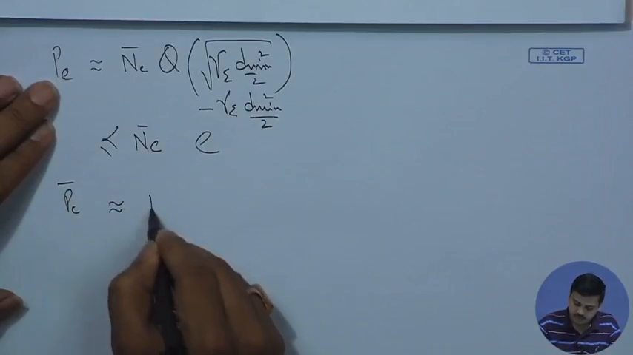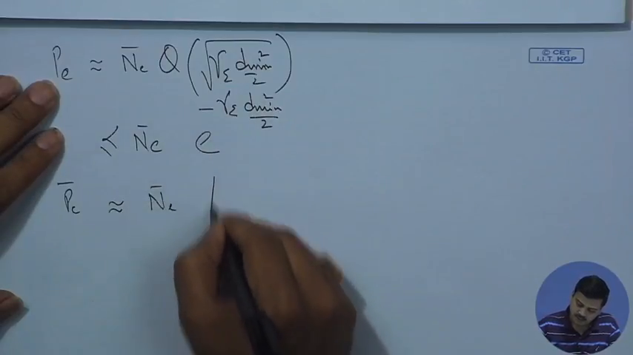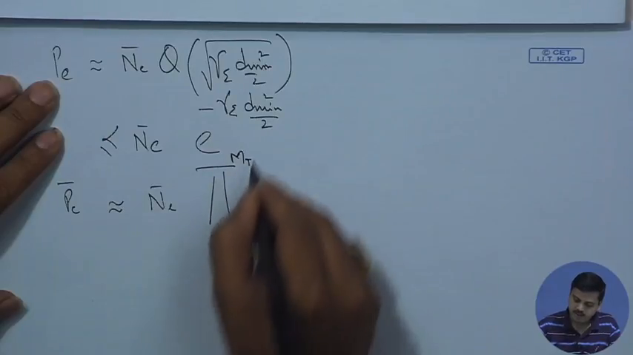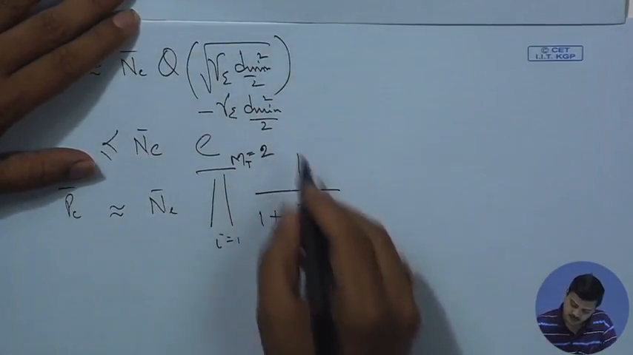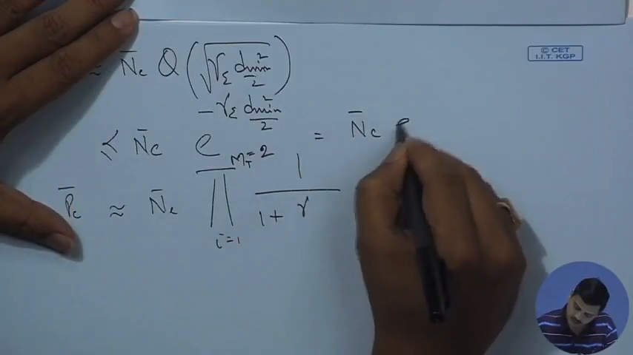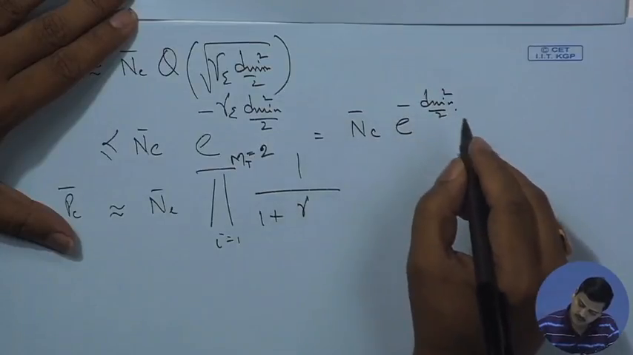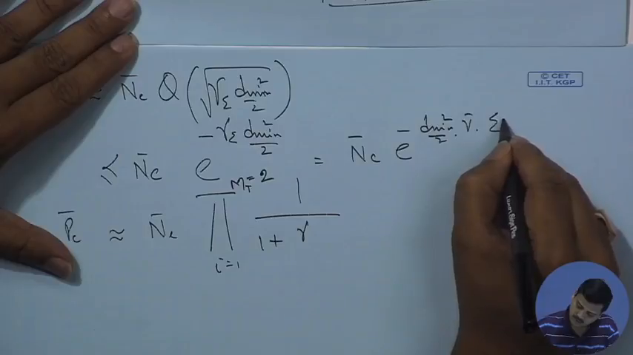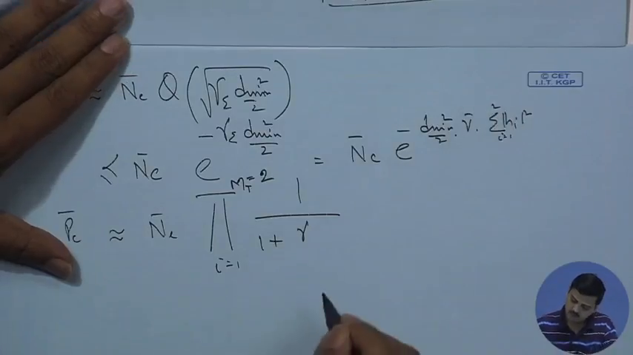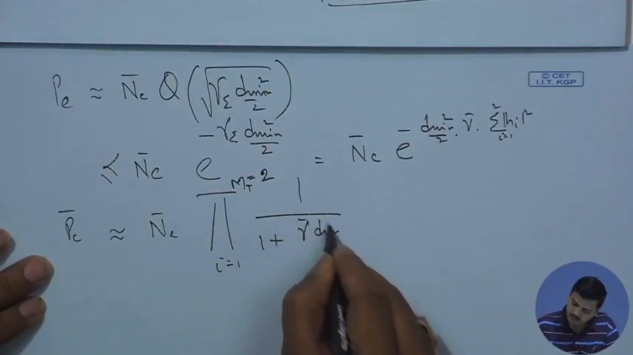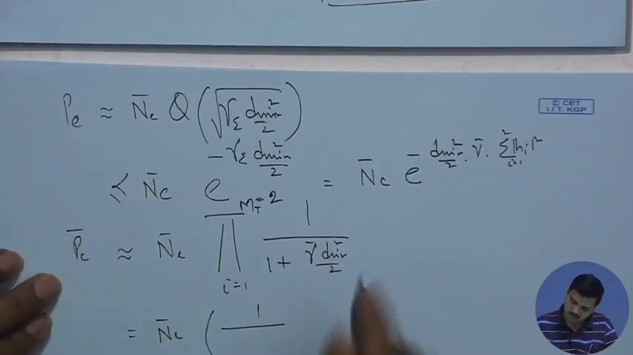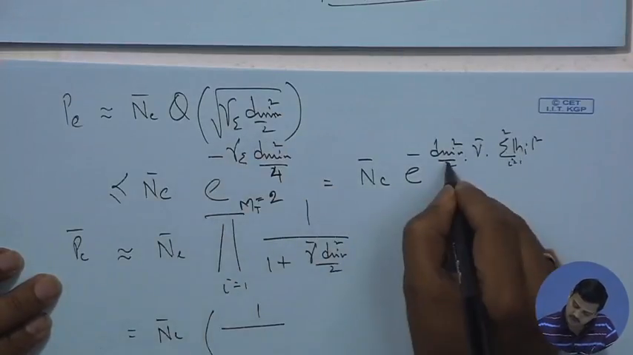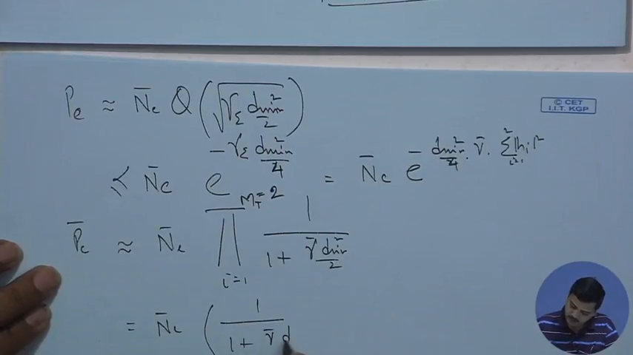So PE bar you would approximate it to be NE bar, and this one is clear, it is the product of i equals 1 to MT. MT is equal to 2 in this case, 1 by 1 plus this particular expression. We need to expand this: NE bar e to the power of minus d mean squared by 2 and gamma bar times the sum of h i squared, i equals 1 to 2. So we have gamma bar d mean squared by 2, right? So that is equal to NE bar, we have a 4 over here, 2 times, we have a 4 over here, 1 plus gamma bar d mean squared by 4 raised to the power of 2.